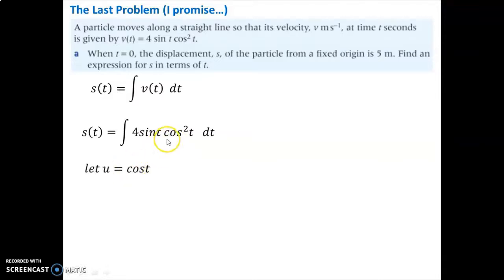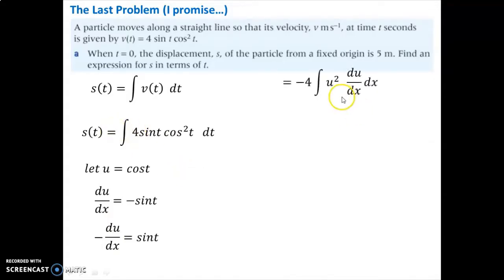I'm going to set u equal to cosine of t because I know the derivative of that is negative sine t, and I see a sine here. So I know I can make a substitution in just a moment. However, I see this negative, so I'm going to bring that negative to this side so that I can substitute for that sine t directly with this. And of course that 4 can be pulled out of the integral.